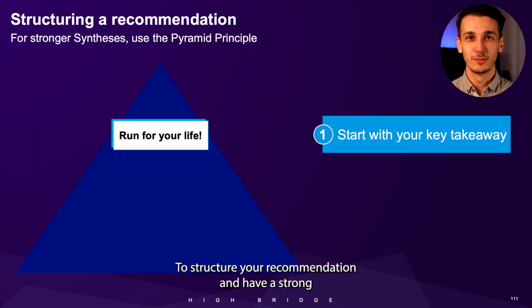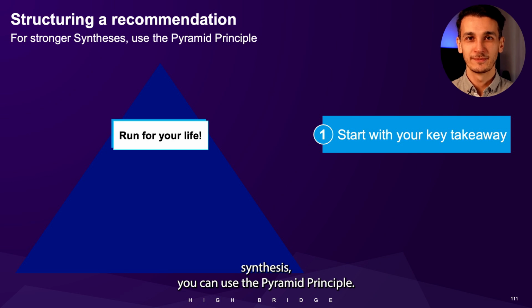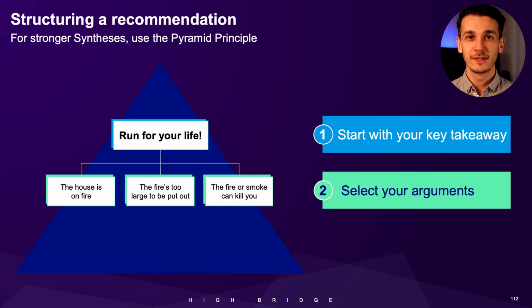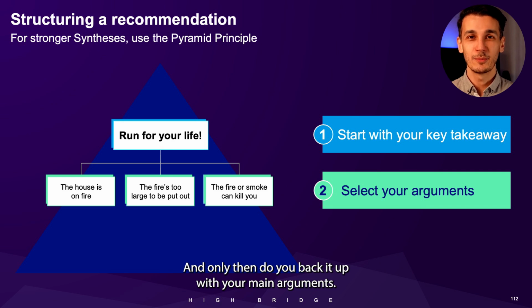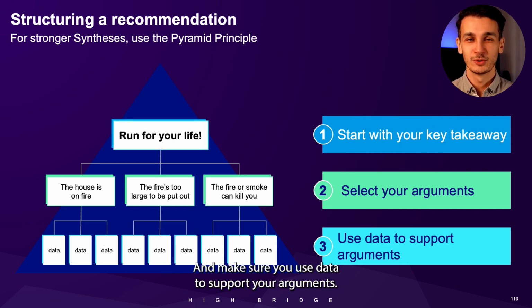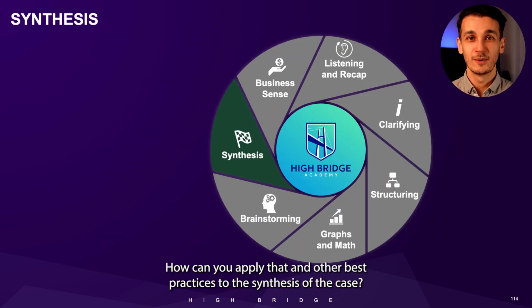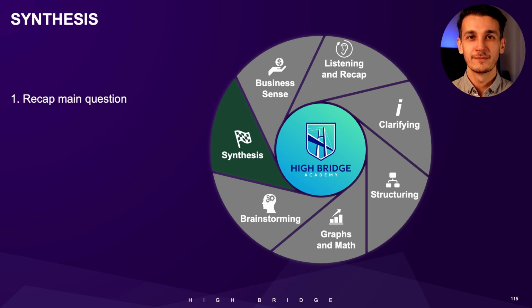To structure a recommendation and have a strong synthesis, you can use the pyramid principle. It starts with the key takeaway or recommendation. And only then do you back it up with your main arguments. And make sure you use data to support your arguments. How can you apply that and other best practices to the synthesis of the case?